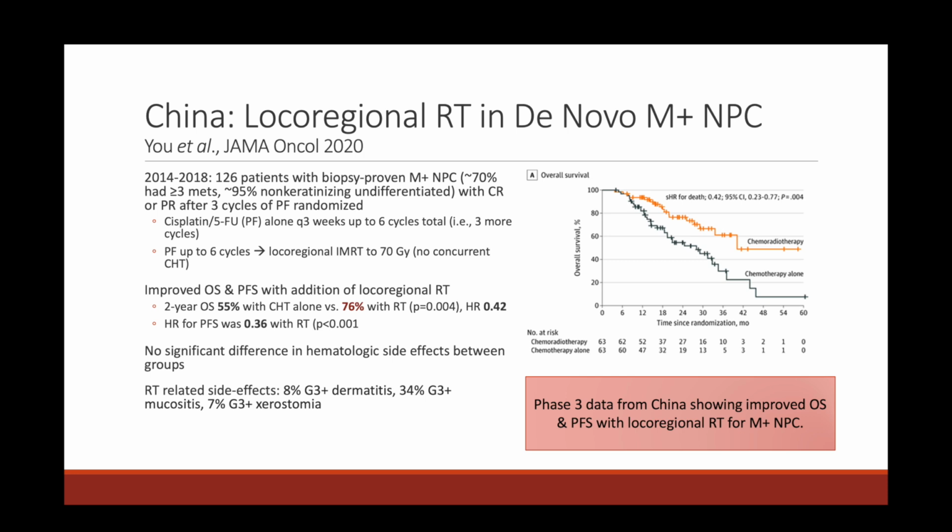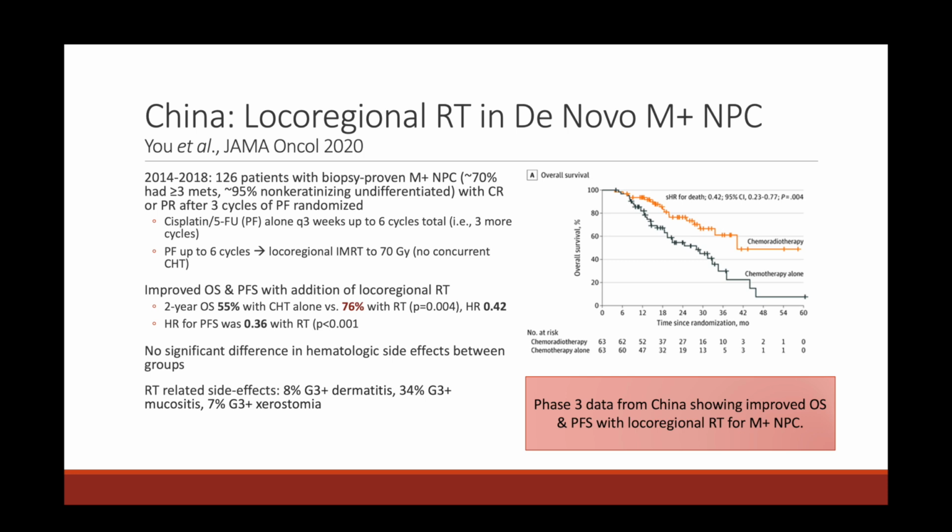And what they found is that overall survival and progression-free survival were both improved with the addition of loco-regional radiotherapy. So the 2-year survival went from 55% with chemo alone up to 76% with the addition of radiation. And the hazard ratio for this was 0.42. The hazard ratio for PFS was actually 0.36. So both of those were statistically improved.